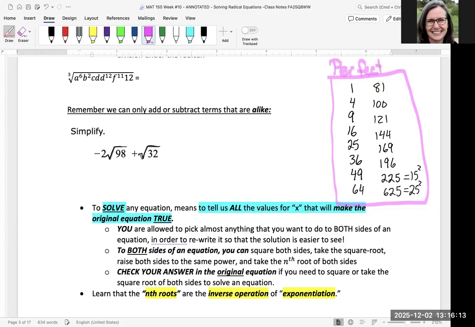These are numbers that are very helpful when we're working with radicals. So I have the square root of 98 and the square root of 32, and they're clearly not perfect squares. So the next best thing is, can a perfect square divide 98?